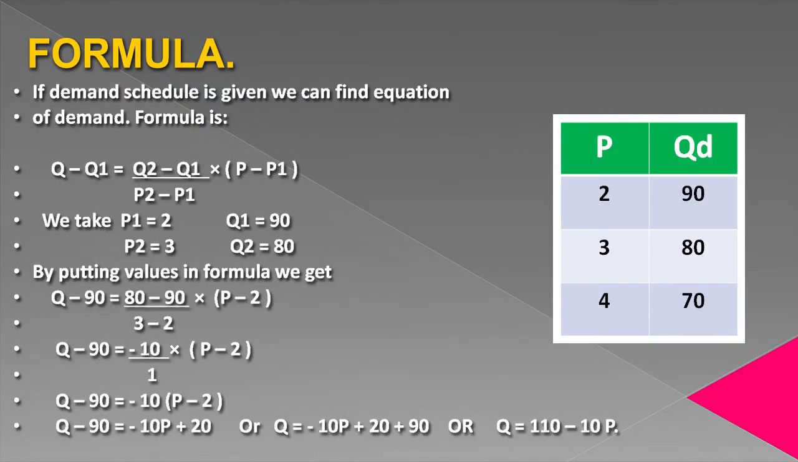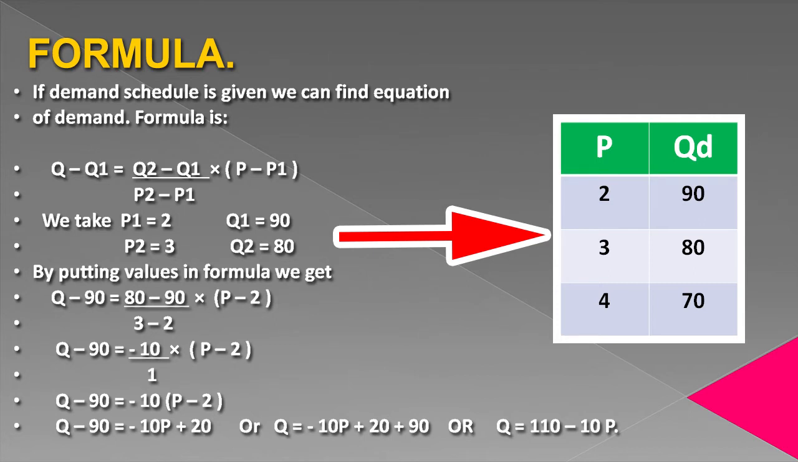Formula. If a demand schedule is given, we can find the equation of demand. The formula is Q minus Q1 equals Q2 minus Q1 over P2 minus P1, into P minus P1. Now, on your right hand side, you can see a schedule is given. In the first column, prices are given, and in the second column, quantity demanded is given.